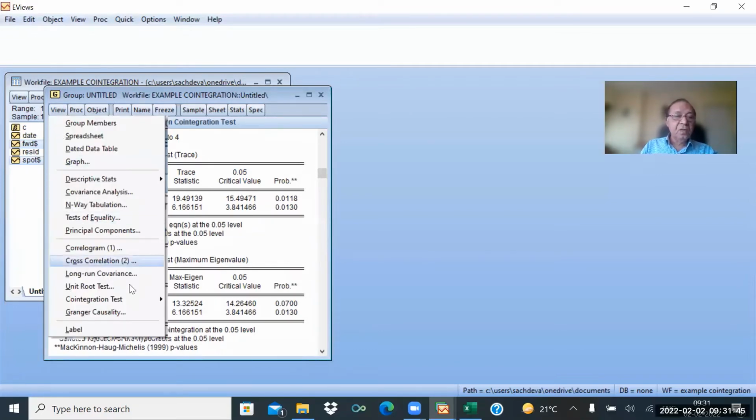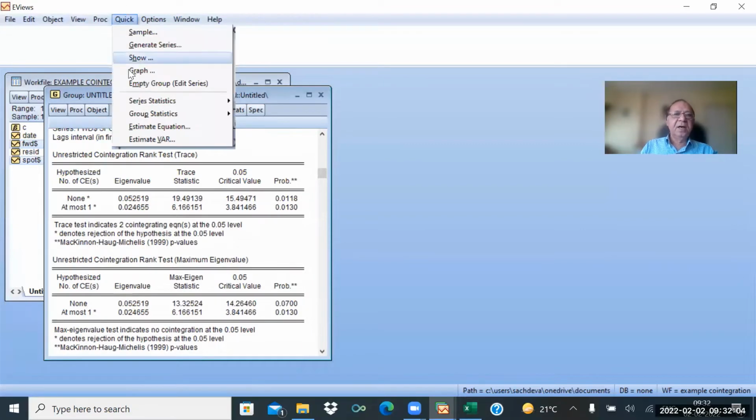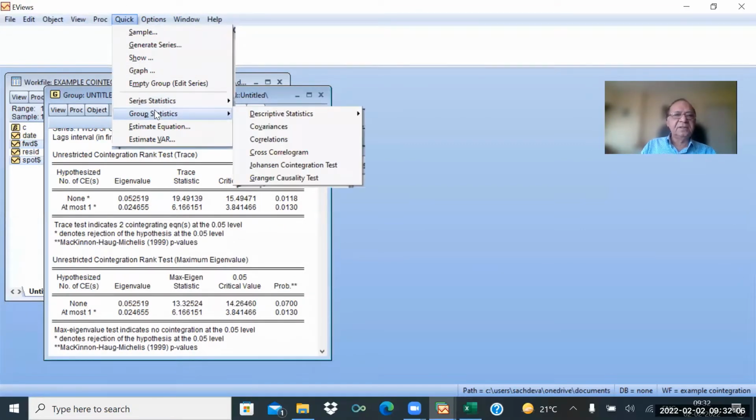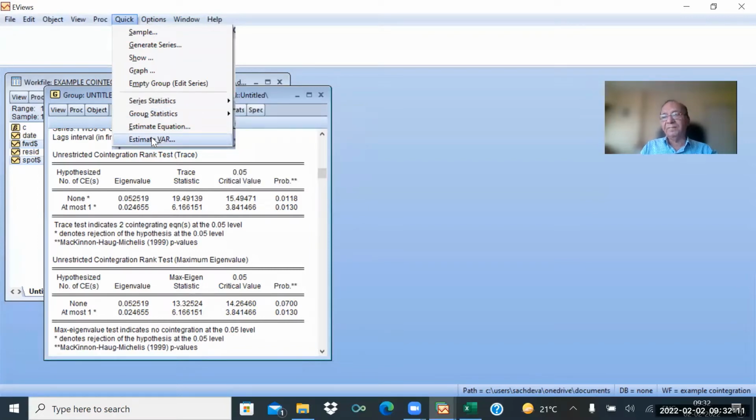this cointegration test we have already done. We can also see again the Engle-Granger causality cointegration test by single equation test, or we can see the system Johansen system cointegration test. We will go to Quick now, and after this we can estimate VAR.